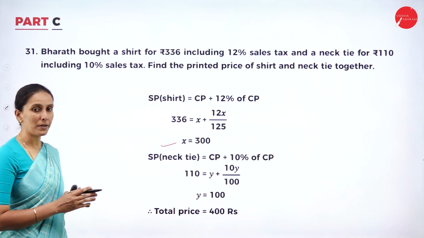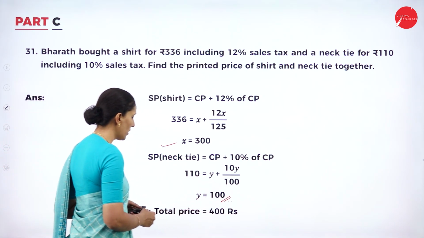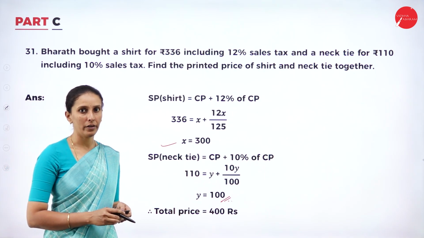So, Y plus 10% of CP. So, you will get the value of Y as 100 on solving. Therefore, the total price is 300 plus 100 together, 400 rupees.